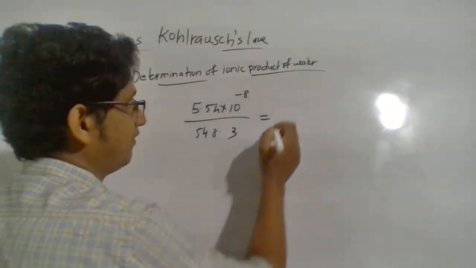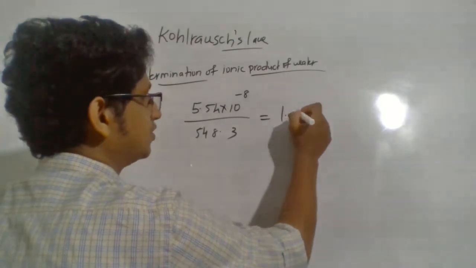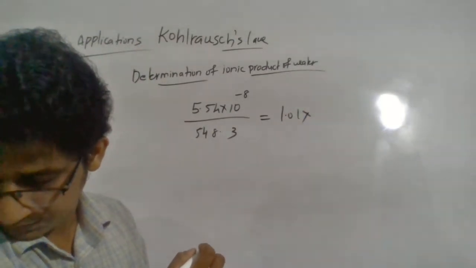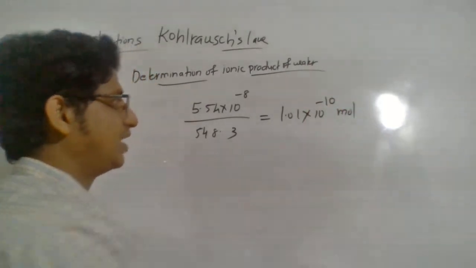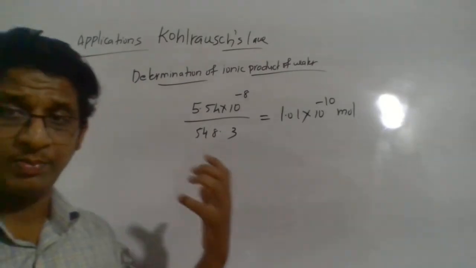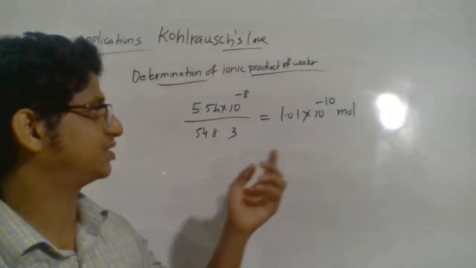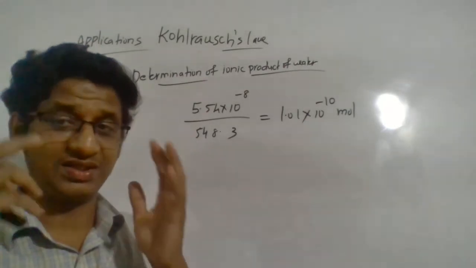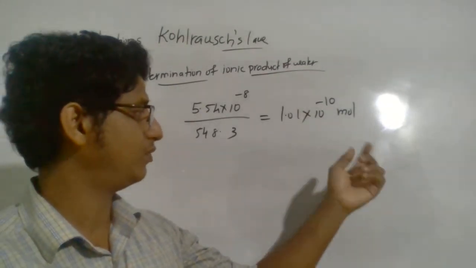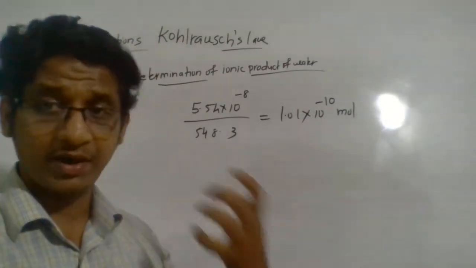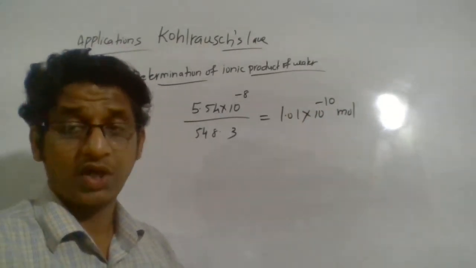If you divide it, you will get a value that comes around 1.01 into 10 raised to minus 10 mole. This is actually the concentration of both cation and anion. We are talking about 1 mole of water. The concentration will be like this. Now imagine they are ionized at infinite dilution. Then the concentration of H plus and OH minus both will be 1.01 into 10 raised to minus 10 mole. How can you find?